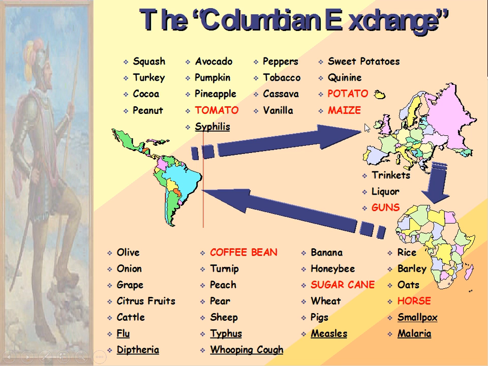From the Americas to Europe: squash, turkey, coca, peanuts, avocados, pumpkins, pineapples, tomato, syphilis, peppers, tobacco, vanilla, sweet potatoes, quinine, potato, and maize. Those were all things that biologists and historians believe were never native to Europe. So it was the first time there was an exposure there. So this age of exploration really opens up these new materials and new resources for this part of the world.